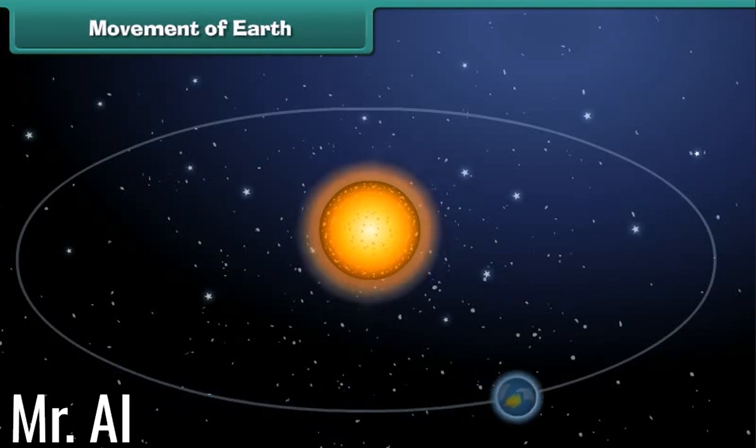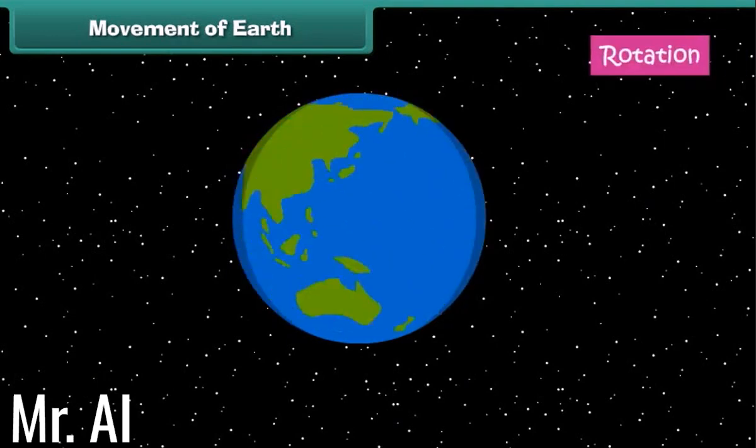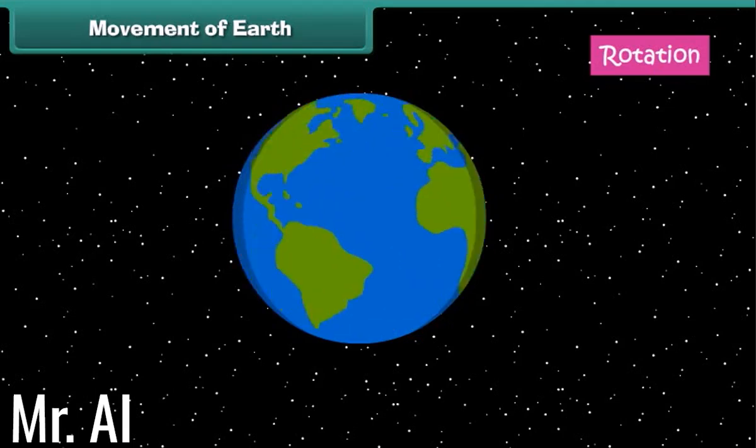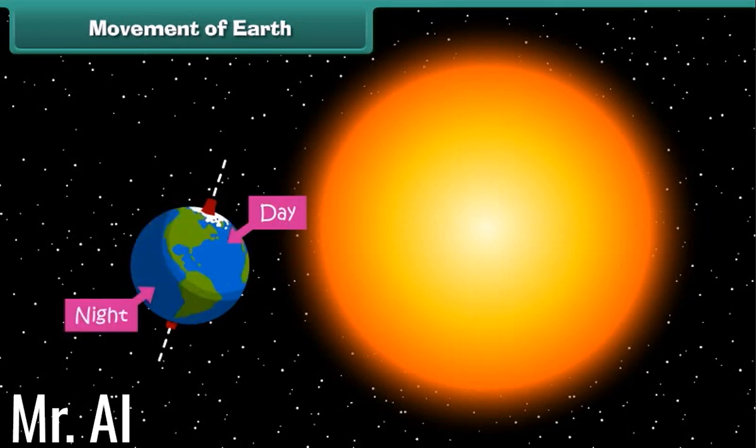Movement of Earth. Besides going around the Sun, the Earth spins on its own axis like a top. This is called rotation. Earth completes one rotation in 24 hours. During Earth's rotation, one half of the Earth faces the Sun and the other half faces away from the Sun. The former experiences day and the latter night. Therefore, Earth's rotation causes day and night.